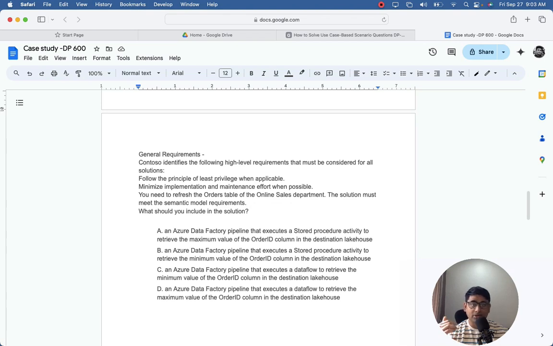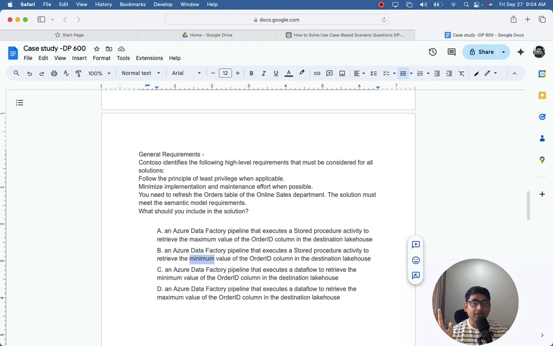Because you will get only one order ID and that you have to insert. But is that stored procedure the good option? Now the next option again says stored procedure, but this time you have to retrieve the minimum value. But in the requirement on the top we have read that it will be on an incremental basis. So first time order number 1, next time order number 2. So now you should think that the minimum value should not be used. So minimum value is out of the answer.